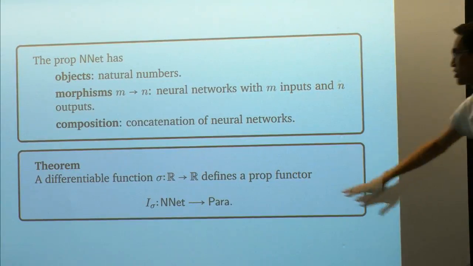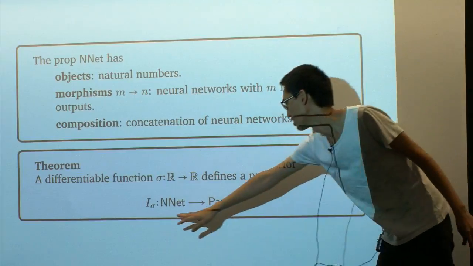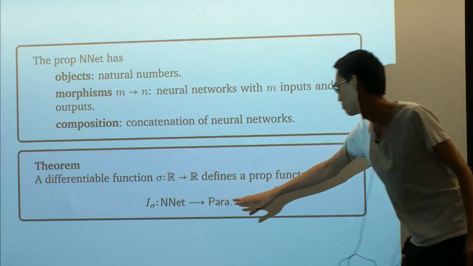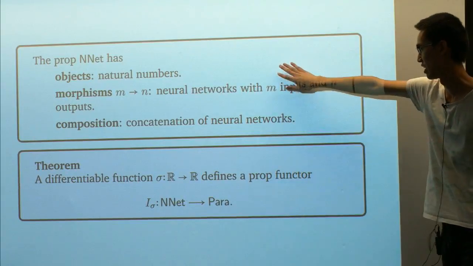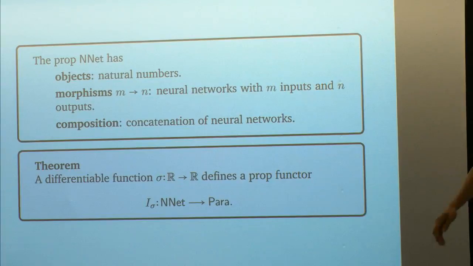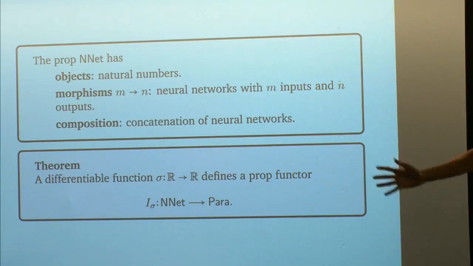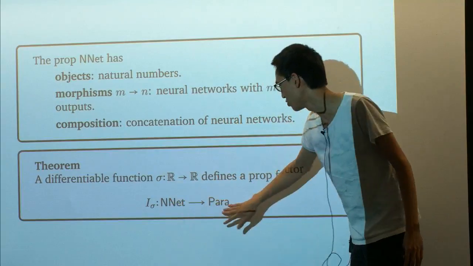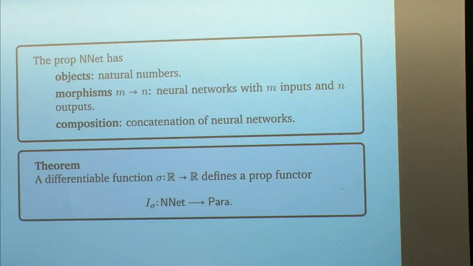And then the theorem is that once you pick a differentiable function sigma, so an activation function, then we have a prop functor which I've called I sub sigma, I for implementation with the activation function sigma, from this prop of neural nets to the prop of parametrized functions. So in particular, a prop functor is identity on objects and strict symmetric monoidal. And so here we have, I think, the expression of why neural networks are so useful to us. They give us a very compact way, but also a compositional way of specifying what we're really after for machine learning, which is classes of functions to search over. Martha?